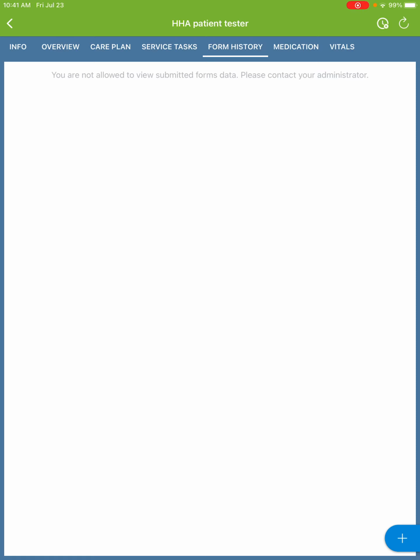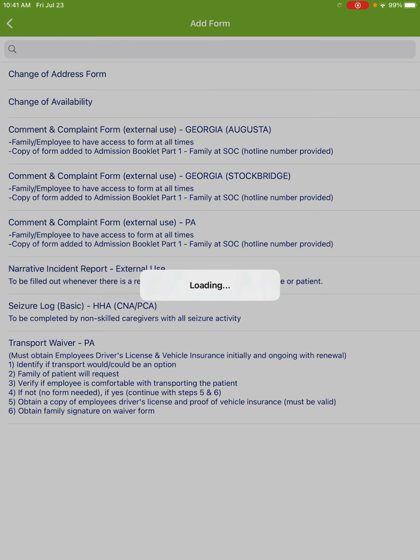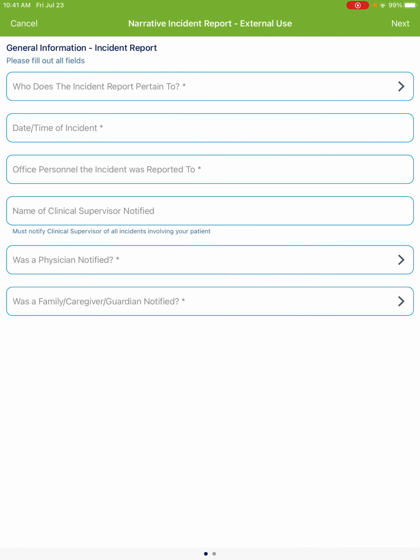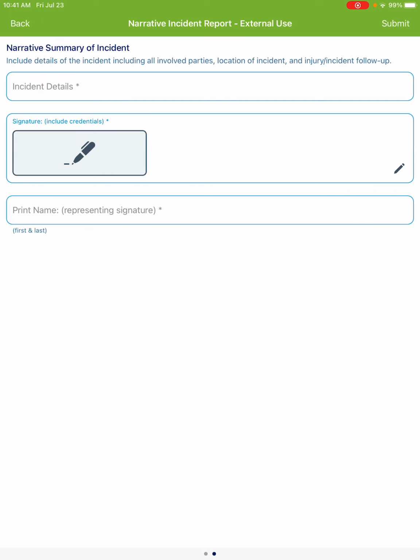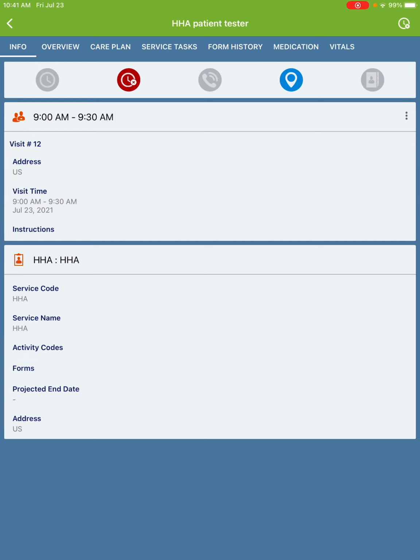So like I said, in order to fill out a form, you're going to go over to the Forms tab. You're going to go to the very bottom right-hand corner, click that plus sign, and then select the form that you intend on filling out and completing. And then complete the form and click submit. And that is how you complete a form as a home health aide for your patient.